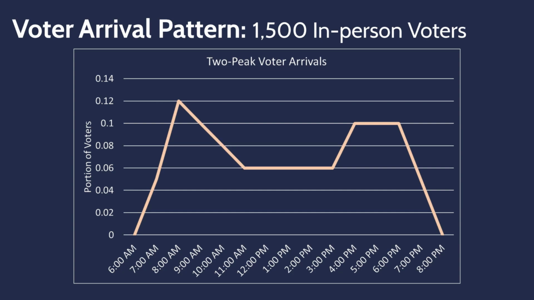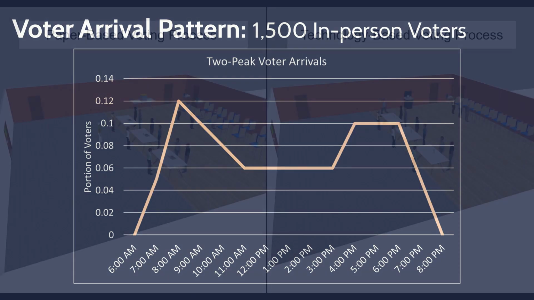Both voting processes are simulated assuming that voters arrive at the polling location following a pattern shown on screen. This arrival pattern exhibits a peak of voter arrivals in the morning, a reduction in arrivals at midday, and a second peak later in the afternoon.